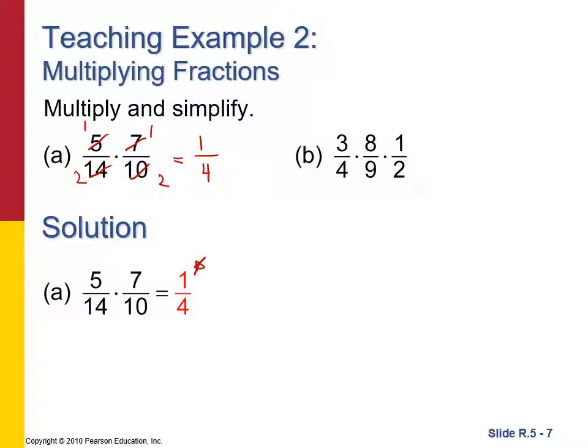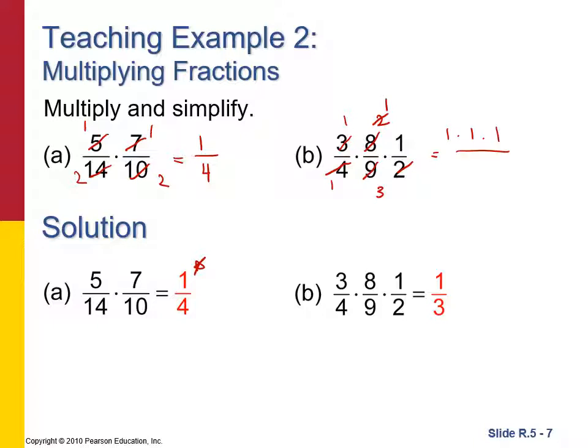So for this one, it gets a little bit complicated, right? 3 goes into itself once, 3 goes into 9 3 times, 4 goes into itself once and goes into 8 twice, and 2 goes into itself once. And so notice you have 1 times 1 times 1 over 1 times 3 times 1, which is just 1/3.